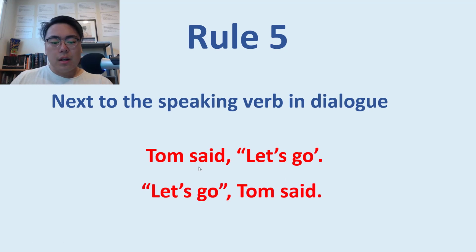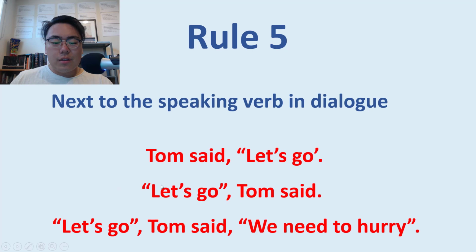In the second example, I'm putting the subject at the end. You say, let's go, Tom said. You can also reverse these two, and you can say, let's go, said Tom. That's another way to do it. But notice that after you have your quotation mark, you have a comma as well before you're introducing that subject. And the last way to do it is you say, let's go, Tom said, we need to hurry. You can continue the dialogue after the speaking verb, because you don't want to keep on saying Tom said. You can put a comma there and continue the speech.